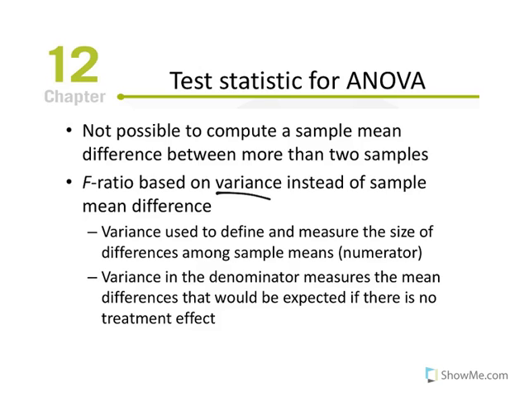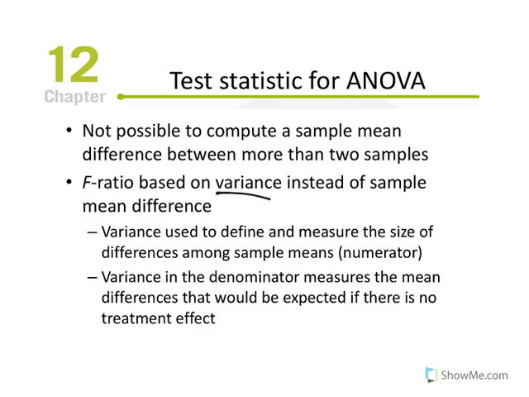And variance used to define and measure the size of difference among the sample means is represented in the numerator. The variance in the denominator measures the mean difference that would be expected if there is no treatment effect. And that denominator representation is similar to the standard error. Again, the standard error is the difference we would expect between sample means if there's no treatment effect.